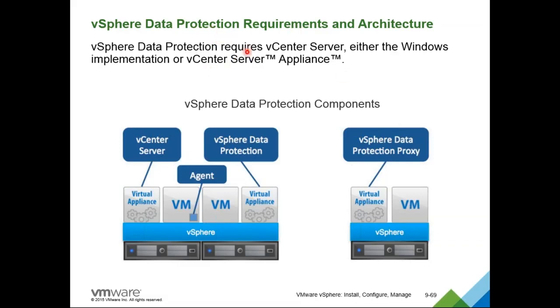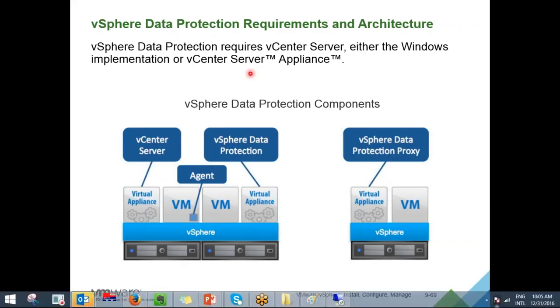So your vSphere Data Protection requirements and architecture: vSphere Data Protection requires vCenter Server, either the Windows implementation or the vCenter Server Appliance. VDP will be available as an appliance nowadays. A Windows VDP is not available, but if VMware provides an exe file of this data protection, you can implement it. As per my knowledge, nowadays they are providing it as an appliance only. They are not providing it for Windows compatibility.